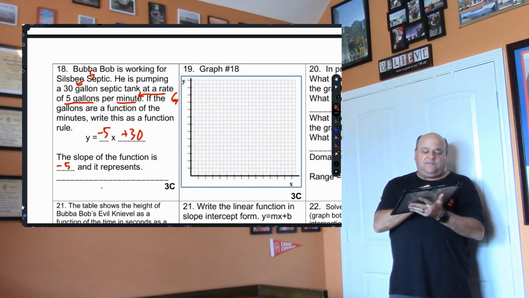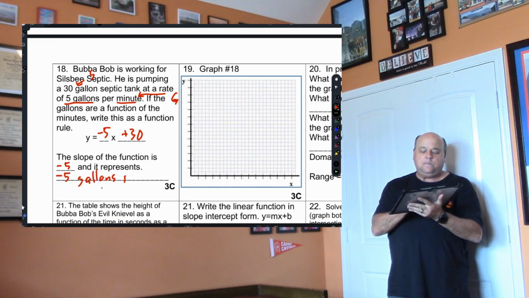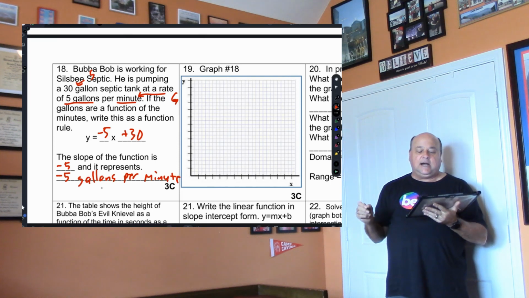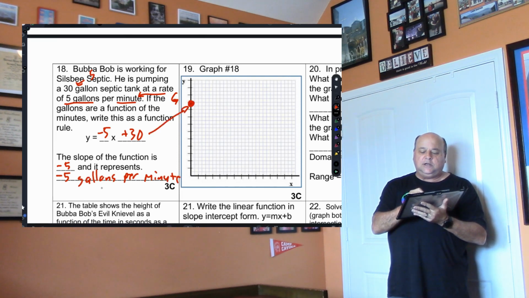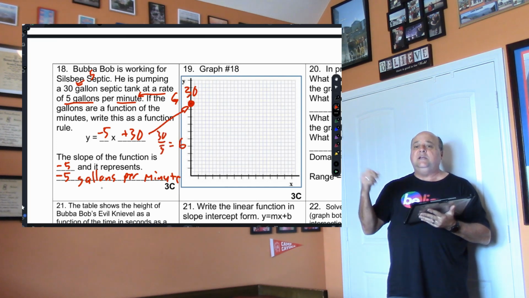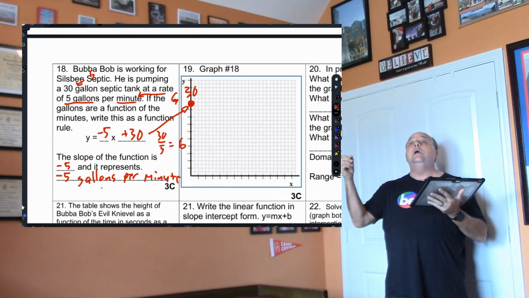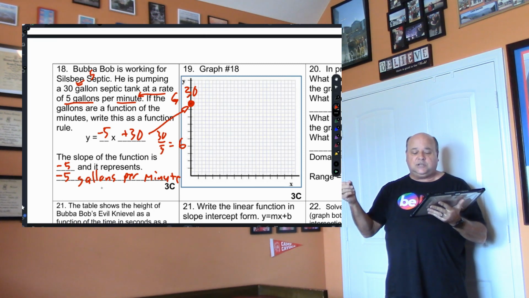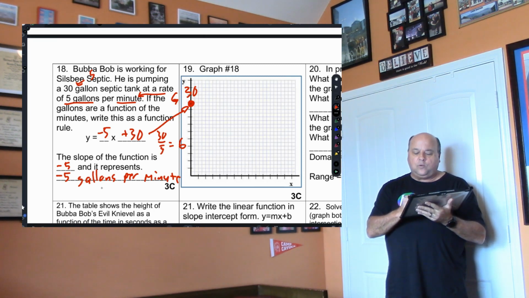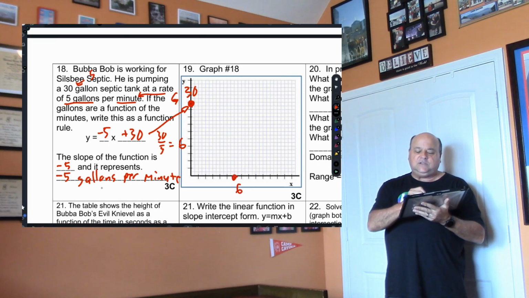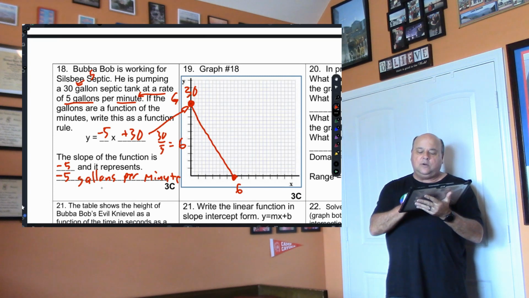Okay, the slope is negative 5, and right here it tells you negative 5. It pumps negative 5 gallons per minute. So every minute it's taking 5 gallons out of that septic tank. My y-intercept is 30, so just put a dot at 30. And then you're going to do 30 divided by 5, which is 6. This tells you how many minutes it takes to drain the tank. So divide the starting number by the growing number to get the x-intercept. And we need 6 down here: 1, 2, 3, 4, 5, 6. And this is going to be a straight and steady line going down. Put 0 right here. This right here is your domain.